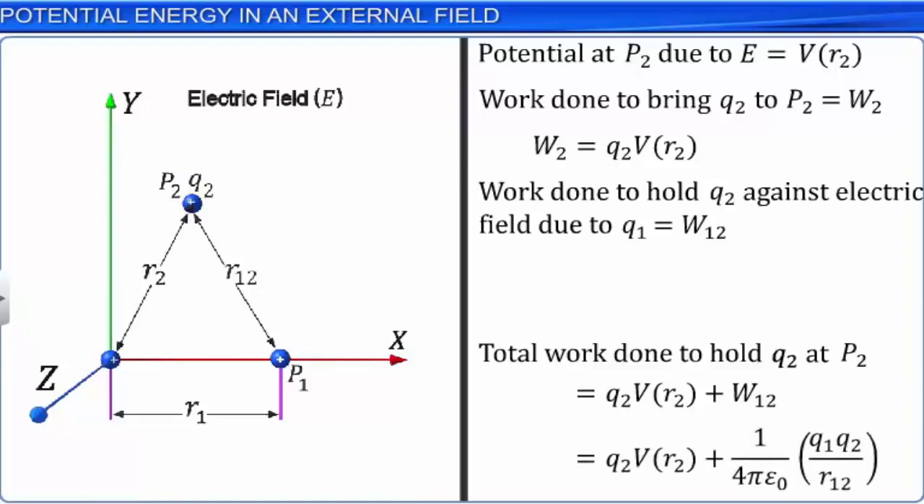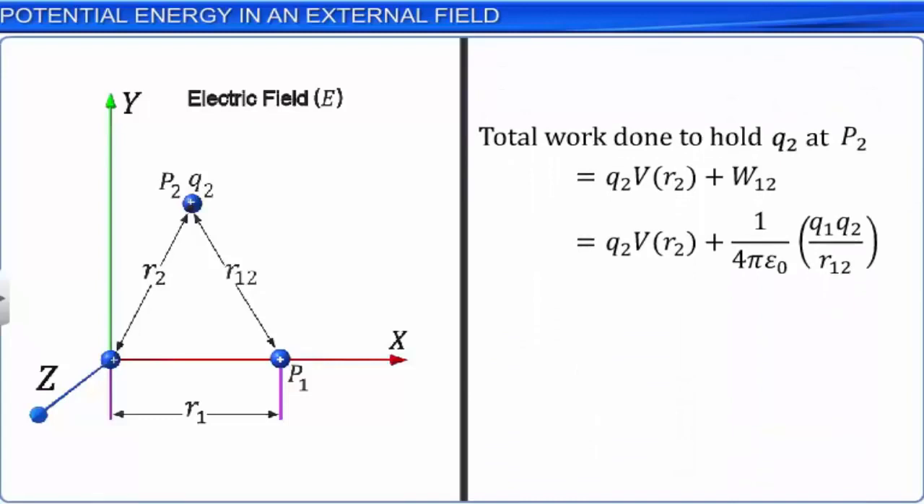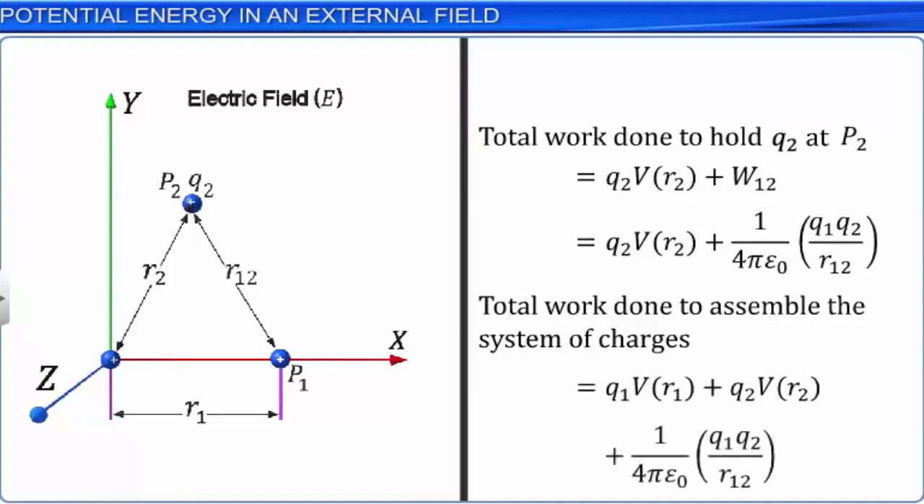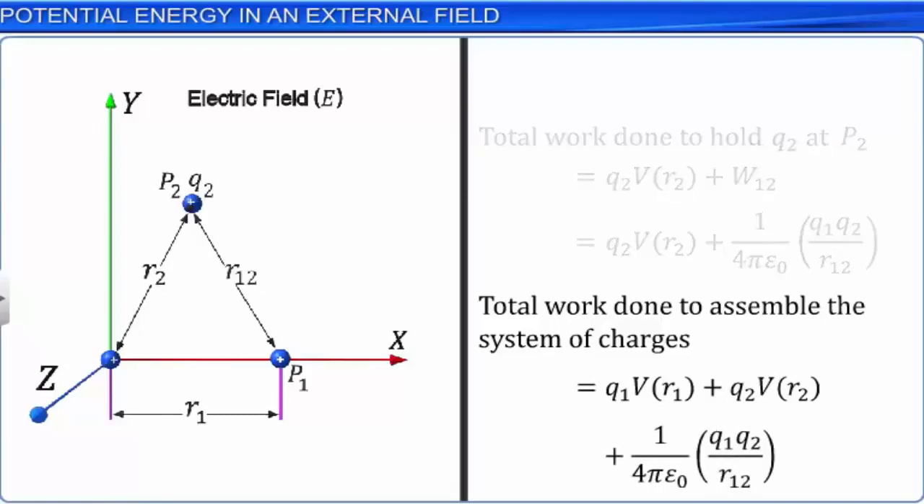The total work done to assemble the system of charges in the external electric field is equal to Q1 into V of R1 plus Q2 into V of R2 plus 1 by 4 pi epsilon naught into Q1 Q2 by R12. This is stored as electrostatic potential energy in the system of charges. Let this be equation 3.